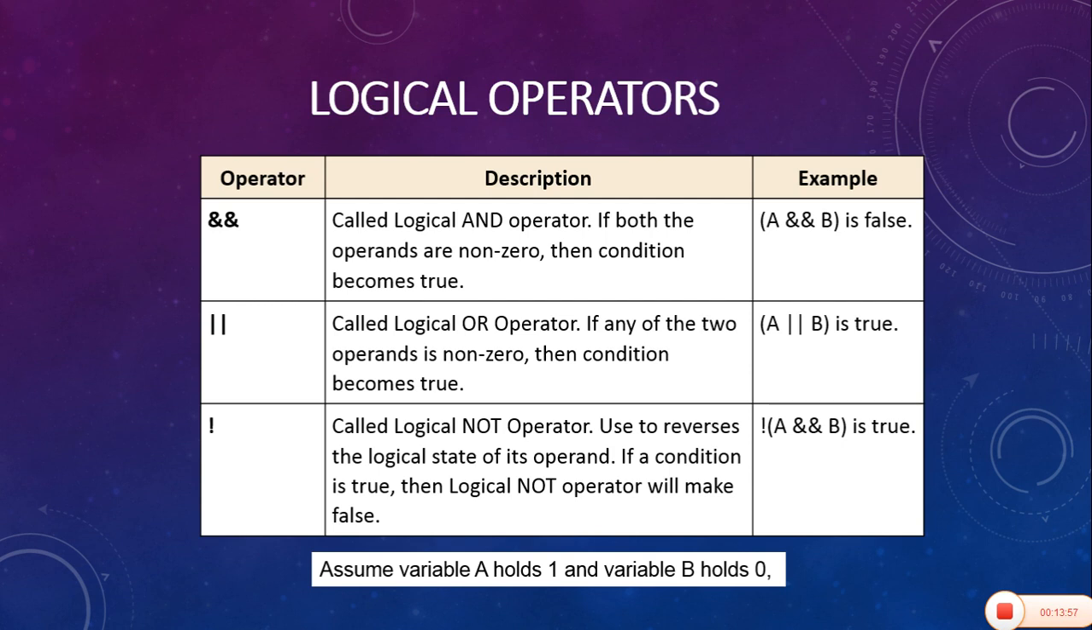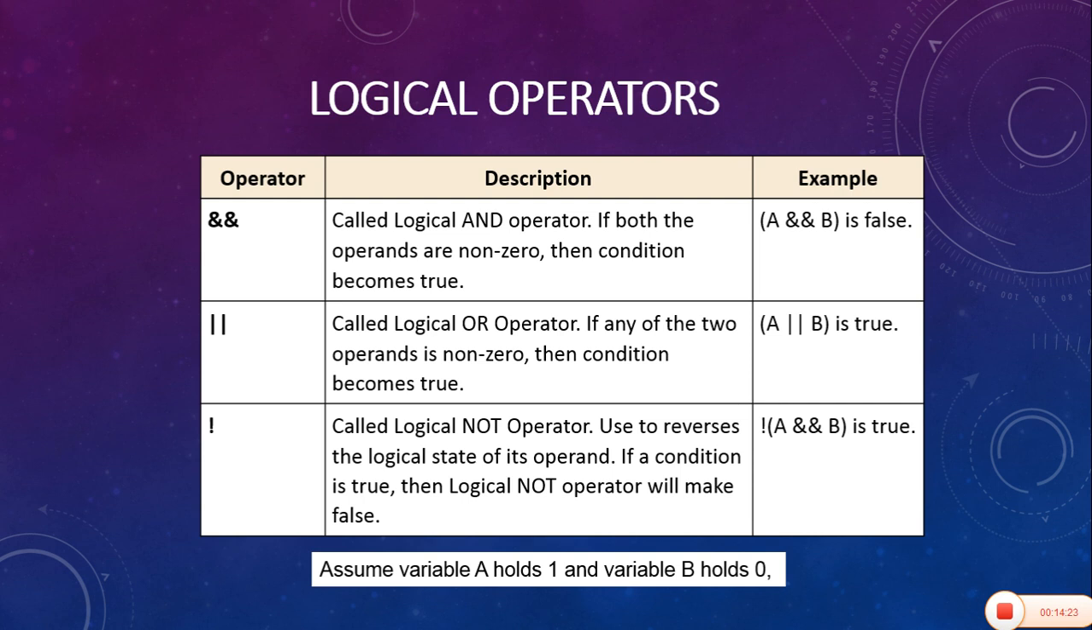While in the case of AND, it will output true only if both the operands are non-zero. If any one of the operands is equal to 0, or both are equal to 0, then the logical AND operator will give you the answer false.